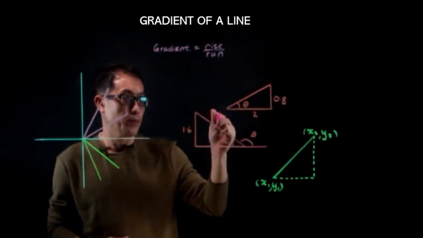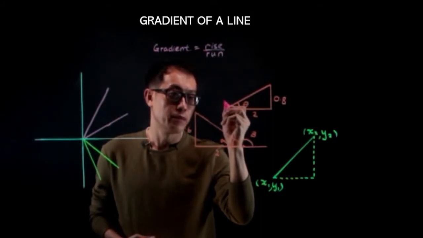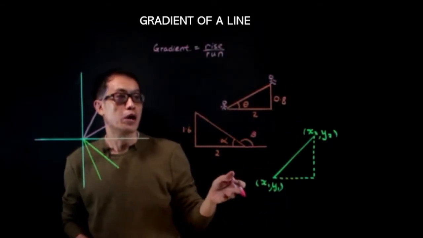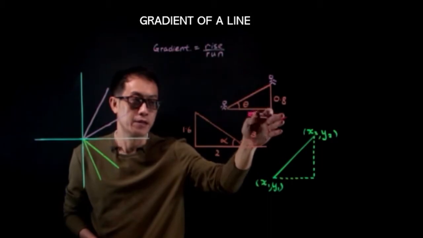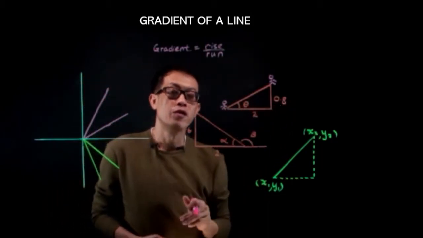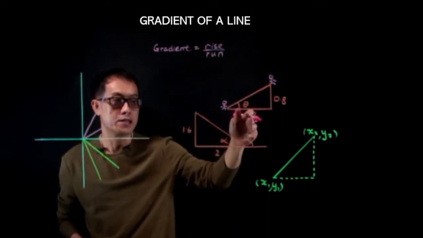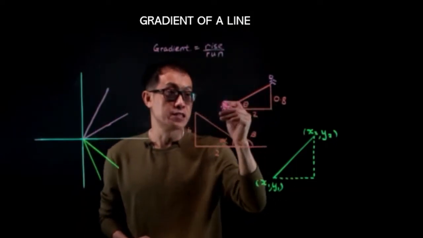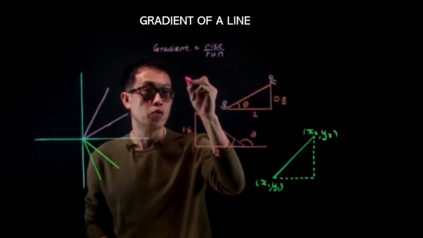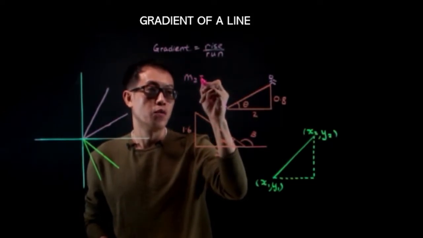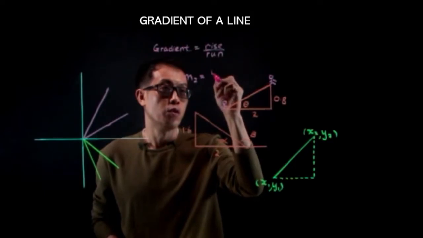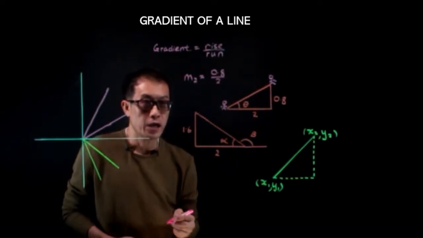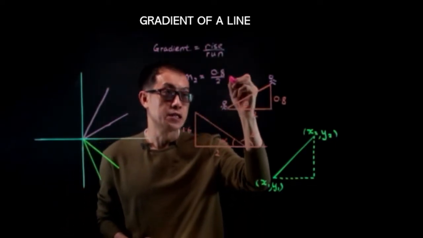Now, assuming this is a slope and you're walking from here to here, you have risen by how much? 0.8. And how much have you moved horizontally? 2. Alright. Let's say this is 0.8 meter and 2 meter. So the gradient of this slope, let's call it M2, will be equal to 0.8 over 2. And look at it, this is actually tangent theta.